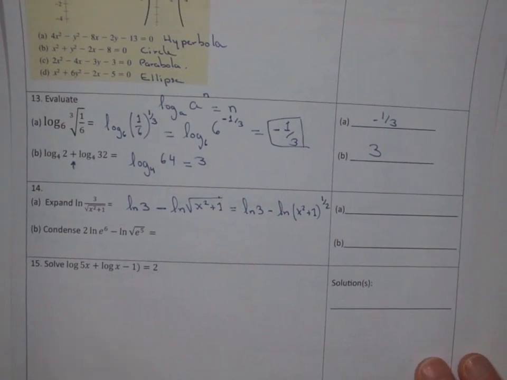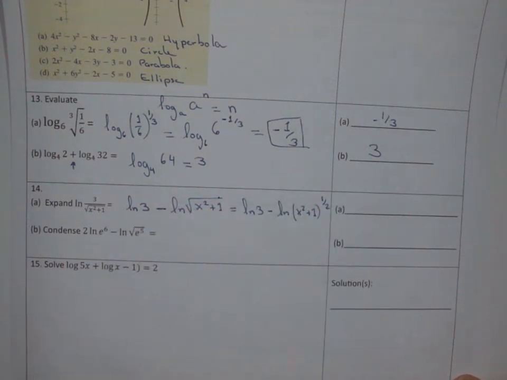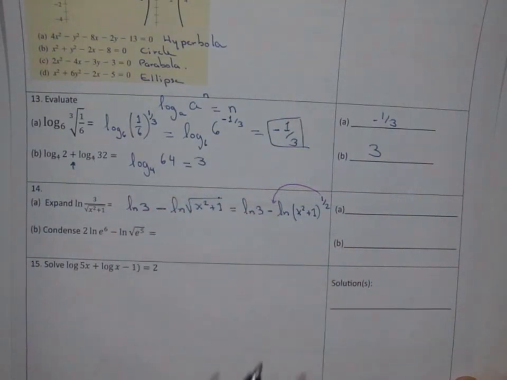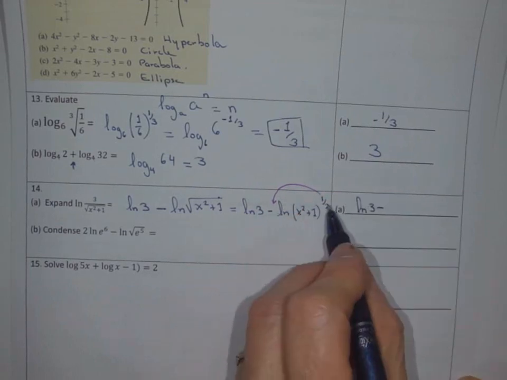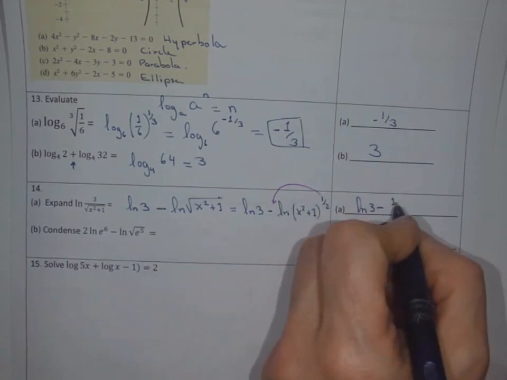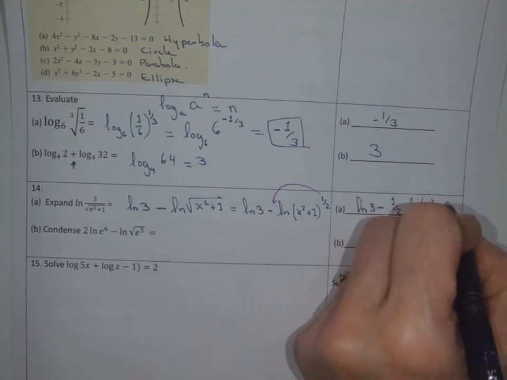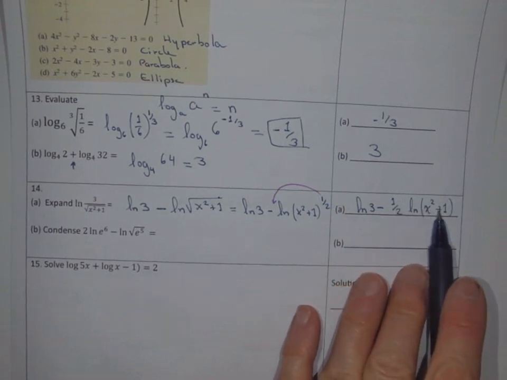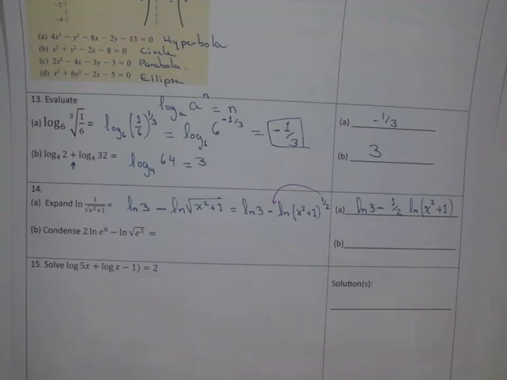Now, why did I need to do that? Because remember, my job is to expand, so I have to expand as much as I can, and this exponent can be brought to the front of the log as a coefficient. So that will become the natural log of 3 minus, and then that exponent becomes a coefficient of 1/2, and then the natural log of x squared plus 1. And we can't do anything with that because this is inside a log, and there is no property that says you can break an addition inside your log, right? So this is it. That's your answer.